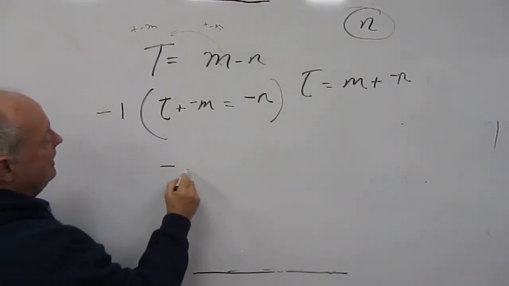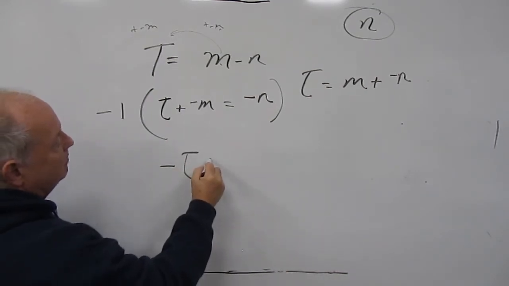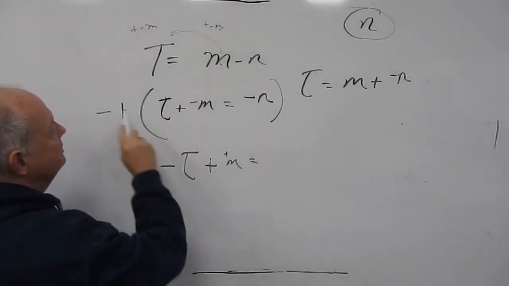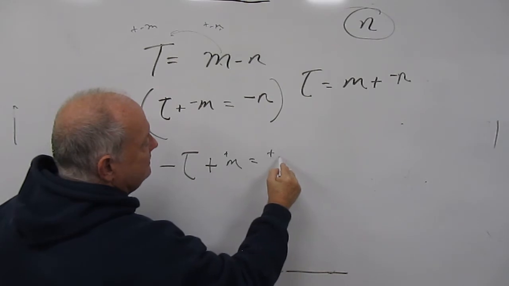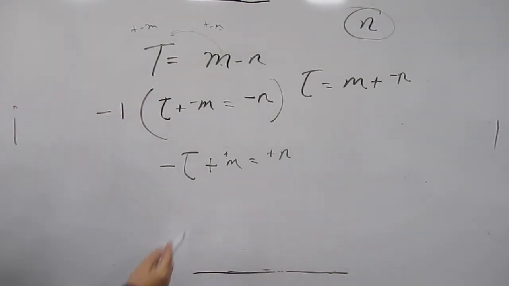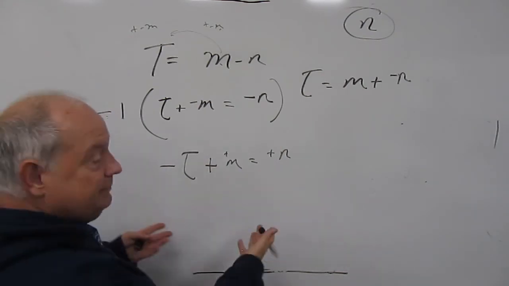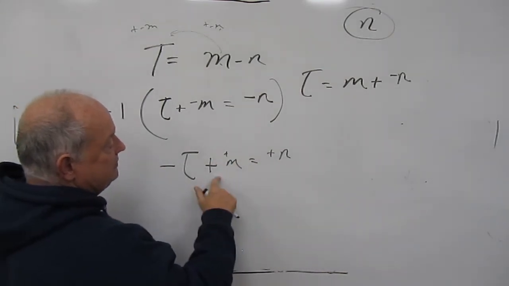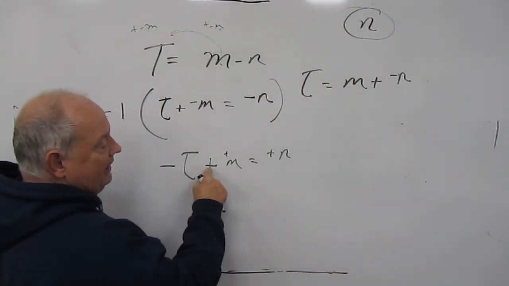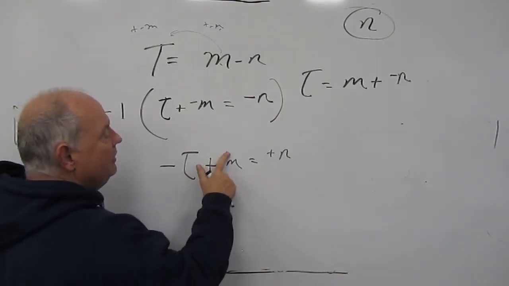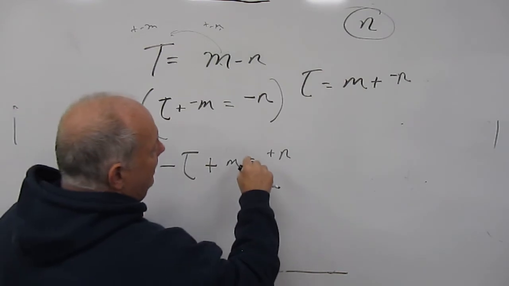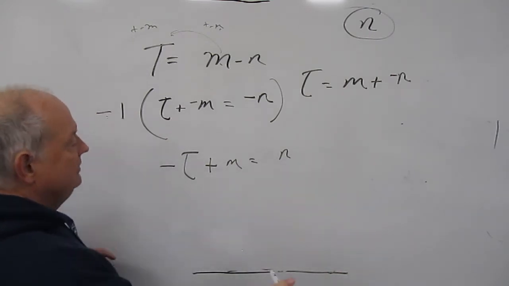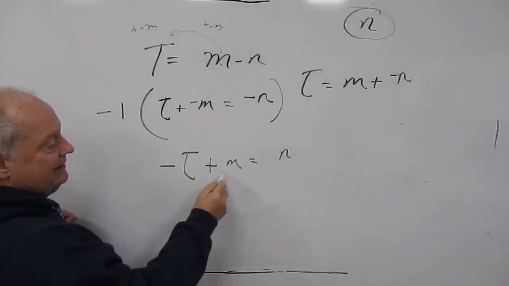We're going to come up with negative t plus, negative times a negative is a positive, m equals negative 1 times a negative is a positive n. And that is done. It's pretty messy, but you can simply change the notations. We don't have to keep this plus a positive m. We could just get rid of that now and say plus an m equals a positive n. We can get rid of that positive and just call it equals n. So here we have negative t plus m equals n.